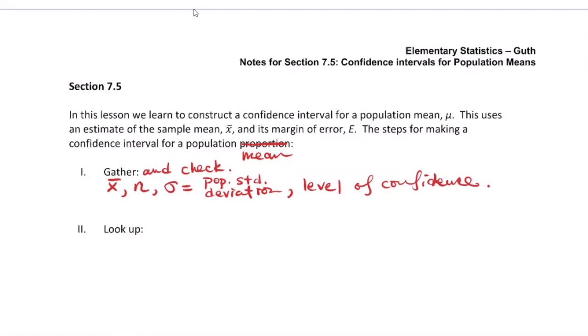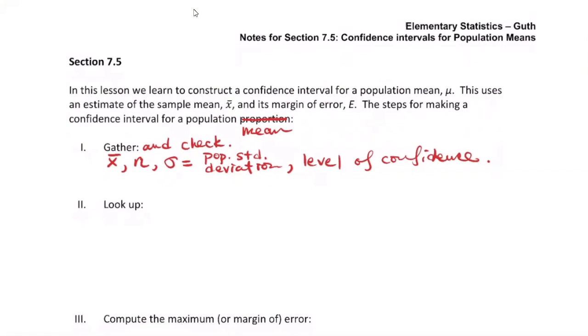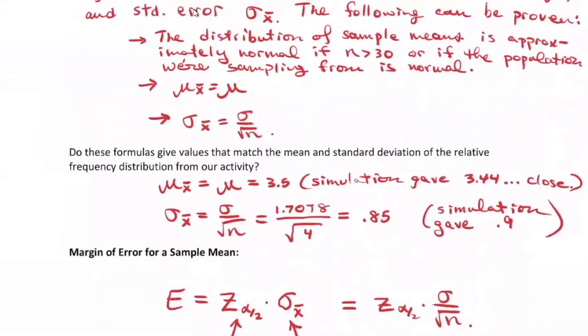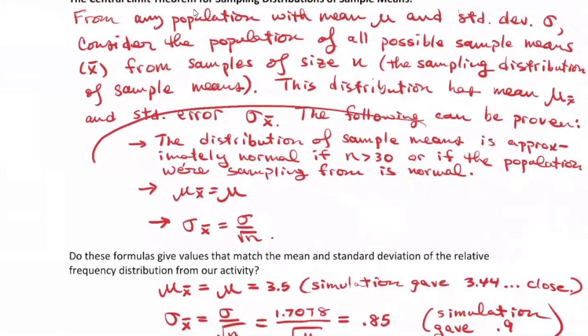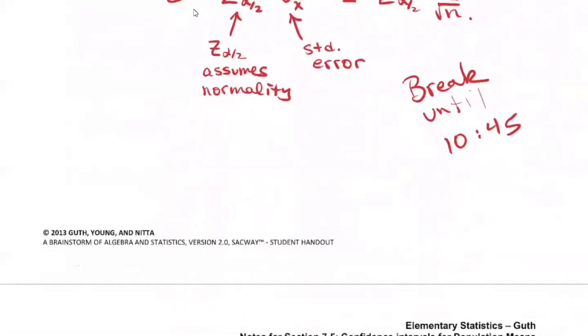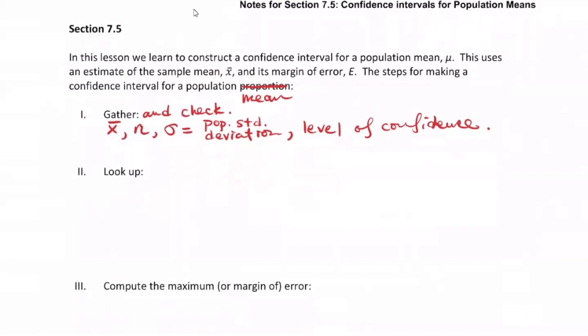The checking is to verify that you can use a normal distribution. And we know the central limit theorem says the distribution of sample means is approximately normal if the sample size is bigger than 30, or if the population we're sampling from is normal. So you need one of the two so that your sample means are normal. So check that n is bigger than 30, or population is normal. You got to have one of those.